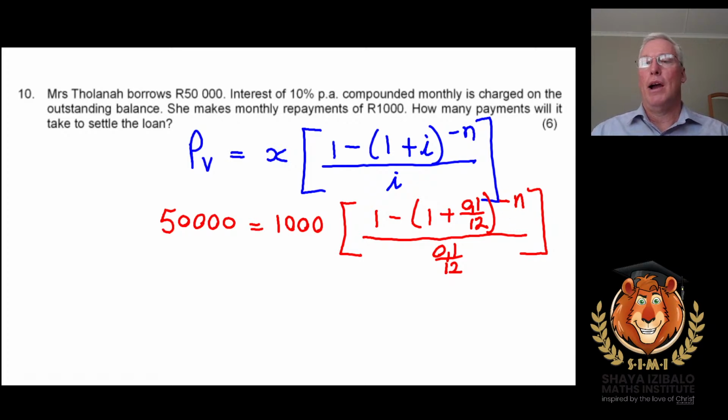We don't know how many payments you must make. I'm hoping many of you are thinking logs are going to be involved here because we're solving for an unknown exponent. Remember the pass the parcel metaphor for solving equations, as well as the balance metaphor. We want to get n out of this absolute quagmire that it's in. So first we divide both sides by 1,000. We get 50 equals all this stuff.